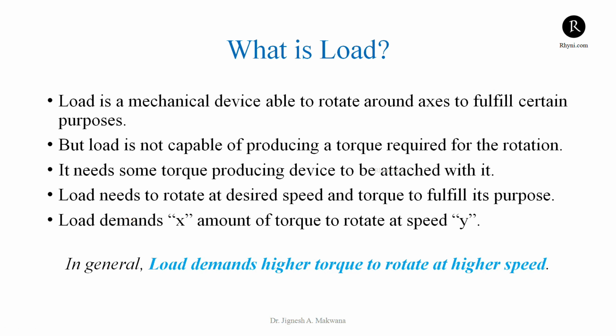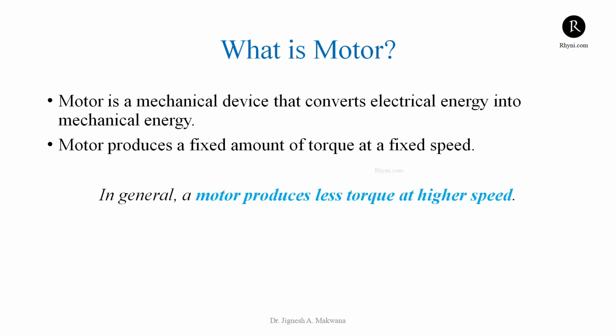So now understand the motor in terms of torque speed as well, so that it will be helpful in further section to understand the torque speed characteristic and how to match the torque speed characteristic. So let's discuss what is motor. Motor is a mechanical device that converts electric energy into mechanical energy. Motor produces a fixed amount of torque at fixed speed. That means it produces a certain amount of torque at certain speed.